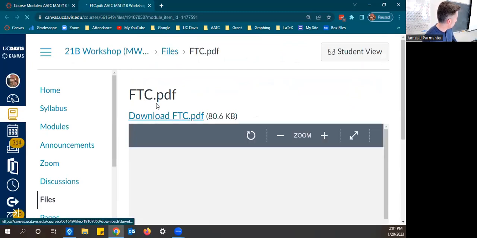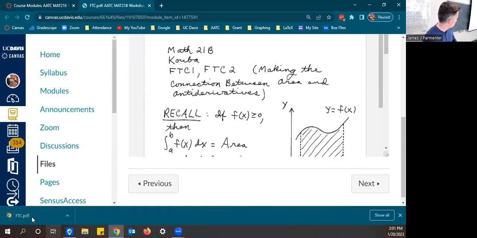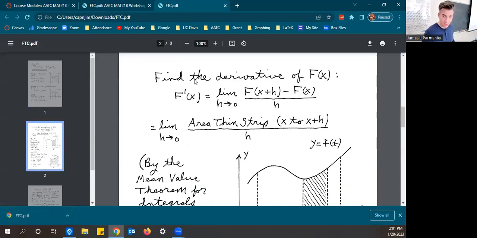I need to download this. Oh, it shows up right there. I didn't need to download it, fine. So it's right there, and it's 3 pages long. You can also look at it over here. It's easier to see. That's the handout I was referring to.